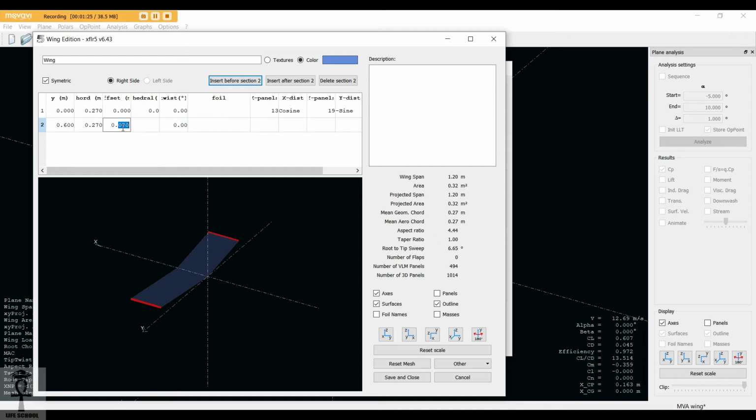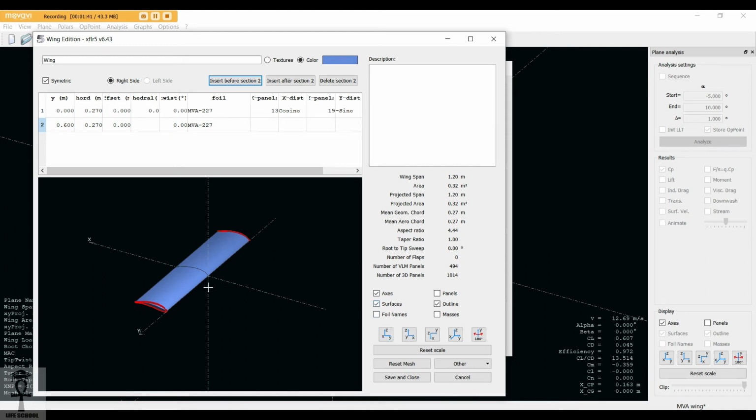We don't have any offset. Offset is used for giving sweep, just remember that. Then dihedral we have nothing. Foil we have uploaded. Then these things. Okay, now I wanted to show something.